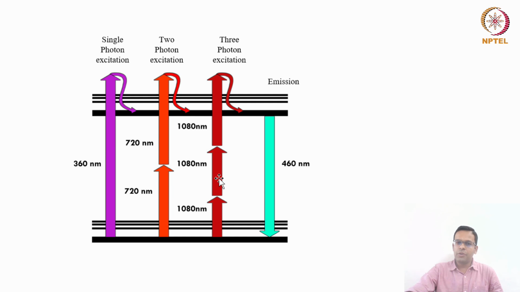And this is a three photon excitation. If I use the wavelength of 1080 nanometer, then three photons should arrive at the same position at the same time, within 1 femtosecond, to provide the same energy so that the electrons can be excited from the ground state to the higher orbit. And when all these electrons come back to the ground state, they emit light of a higher wavelength, that is 460 nanometer. Okay, so this is the concept behind two photon or multi-photon illumination.